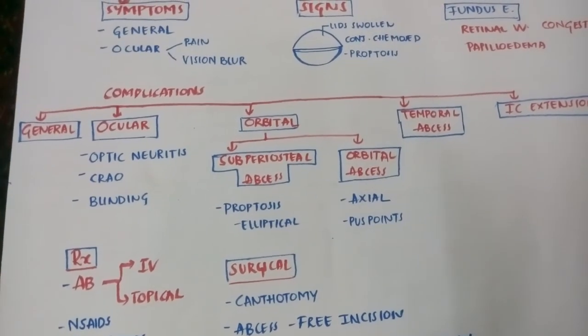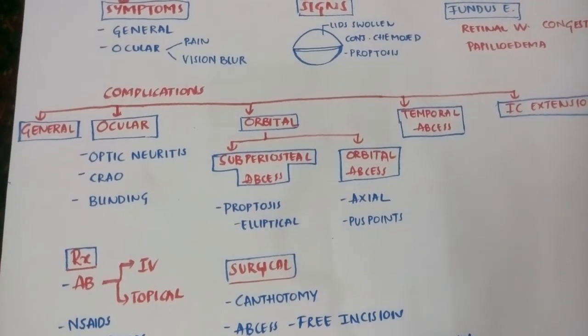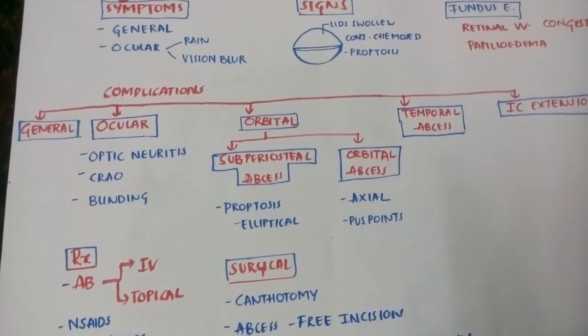Coming to the ocular complications, if the infection spreads to nerve, optic neuritis, artery, central retinal artery occlusion and blindness. Coming to orbital complications, it may be subperiosteal abscess or orbital abscess. If the infection or the abscess is in between periosteum and the orbit itself, it is subperiosteal abscess.